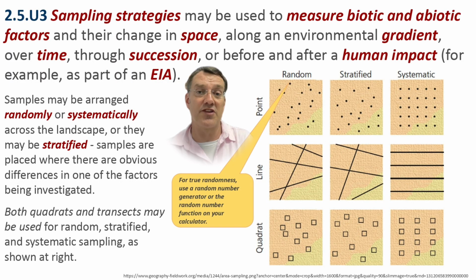How we arrange our samples dramatically affects our results. Random sampling prevents bias, but it might miss important patterns. Systematic sampling ensures even coverage, but could coincide with environmental patterns. Stratified sampling targets different habitat types deliberately. Each one of these approaches has strengths and limitations, and your research question should determine which method you choose.